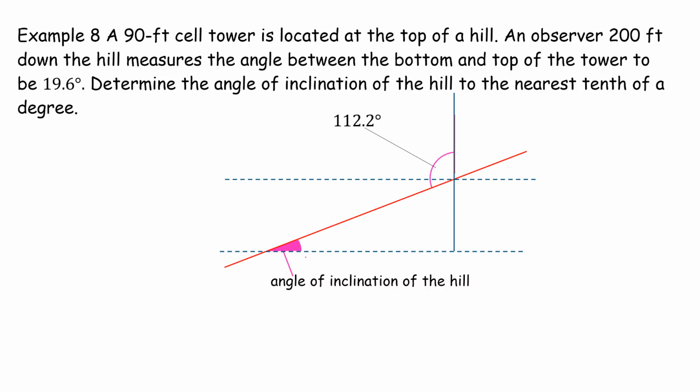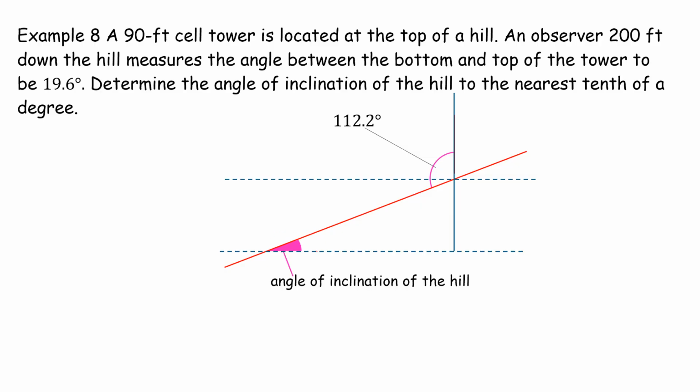But anyway, the angle of inclination of the hill is this pink angle down here at the bottom. I'm showing two horizontal lines that are meant to be the ground, the horizon, the true horizontal, true level, at the bottom of the hill and at the top of the hill. Those are meant to be parallel.